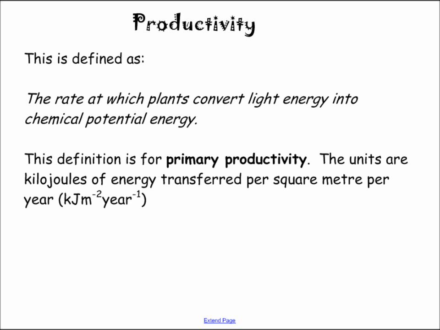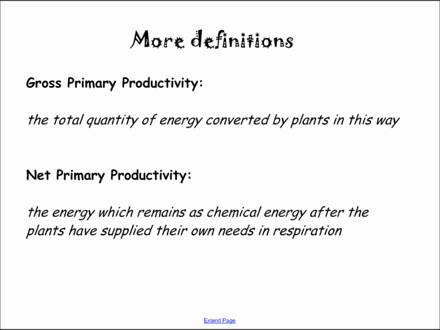Productivity is defined as the rate at which plants convert light energy into chemical potential energy. This definition is for primary productivity, and the units are kilojoules of energy transferred per square meter per year. Some more definitions. Gross primary productivity is the total quantity of energy converted by plants in this way. And then net primary productivity, the energy which remains as chemical energy after the plants have supplied their own needs in respiration.